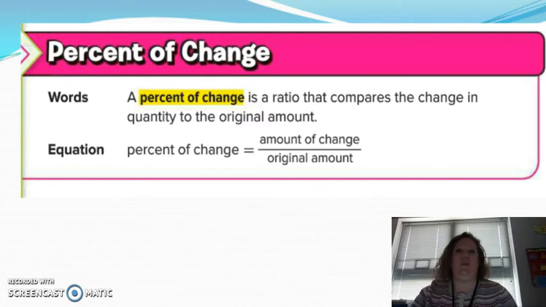A good example would be you go to Target today and you buy something for $20. Tomorrow you want to go back and get that exact same item, but you notice that it's now $25. You can calculate the percent of change between today and tomorrow.